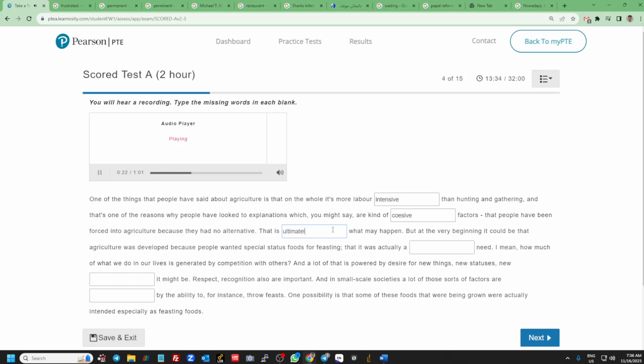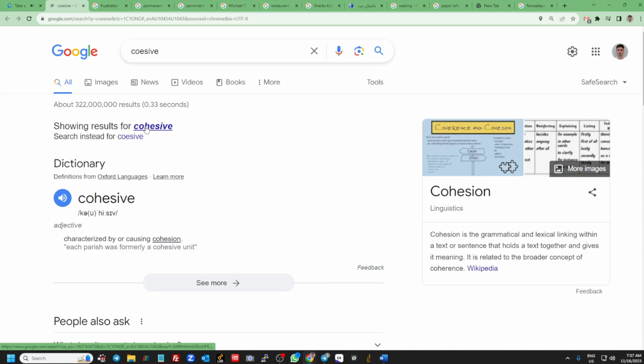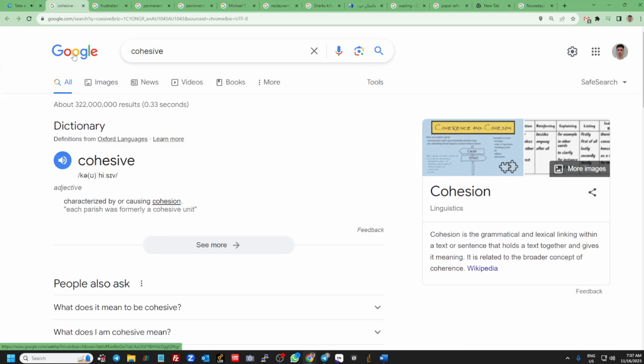But at the very beginning, it could be that agriculture was developed because people wanted special status foods for feasting, that it was actually a social need. I mean, how much of what we do in our lives is generated by competition with others, and a lot of that is powered by desire for new things, new statuses, new whatever it might be. Respect and recognition also are important. And in small-scale societies, a lot of those sorts of factors are generated by the ability to, for instance, throw feasts. One possibility is that some of these foods that were being grown were actually intended especially as feasting foods.